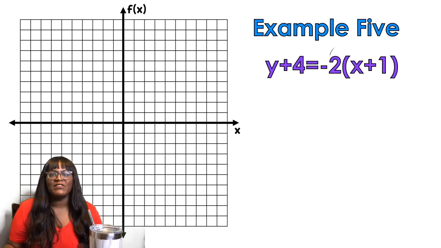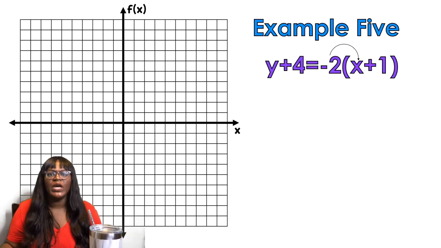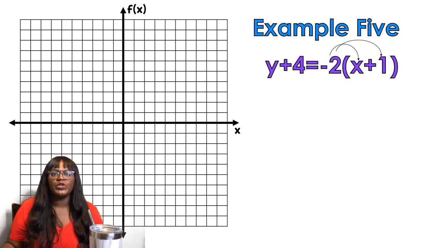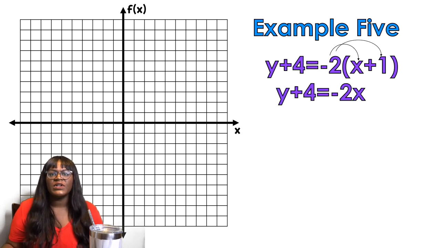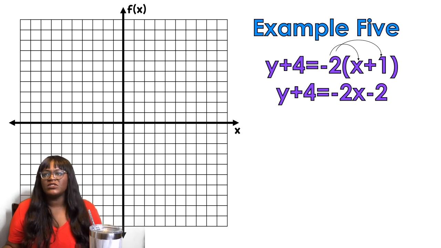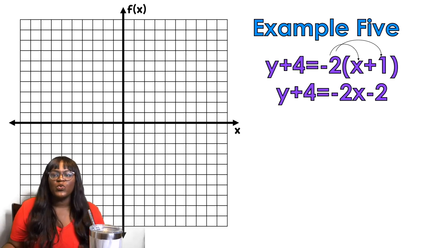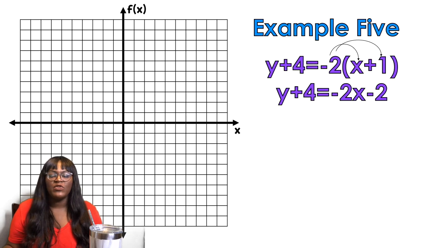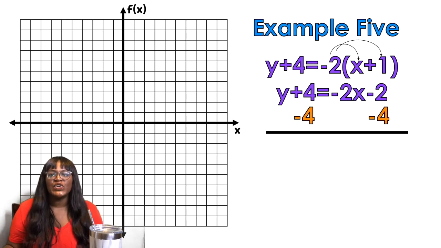Okay, so example number 5, the first thing that you want to do is distribute the slope. So we're going to distribute the 2, and of course that's going to give us y plus 4 equals negative 2x minus 2. And then you want to isolate y by moving the positive 4, so we're going to subtract 4 on both sides. So you're going to get y equals negative 2x minus 6.